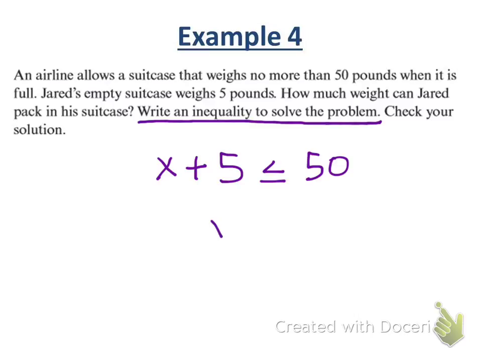And so that means that the contents of the suitcase cannot be more than 45 pounds. Okay? So any value less than or equal to 45 pounds. It doesn't say you have to put 50 pounds in your suitcase. It says less. All right?